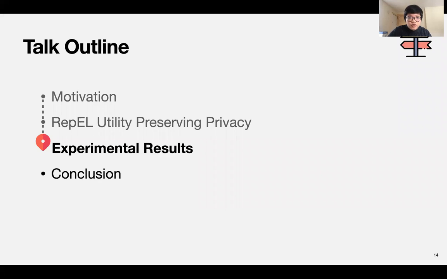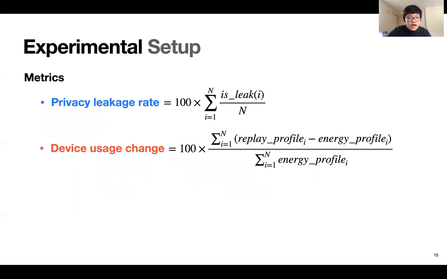Next is our experimental result. We are interested to see if RepEL can prevent privacy leakage and retain utility information. So we use two metrics called privacy leakage rate and device usage change. Privacy leakage rate measures how often RepEL fails to suppress the original load. It can happen when the battery is empty, so it cannot discharge to suppress the load. The ideal case is where the battery can suppress all the original loads, and the privacy leakage rate should be 0. The second metric is called device usage change.